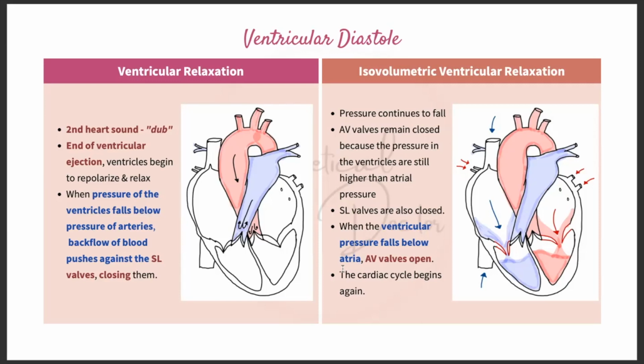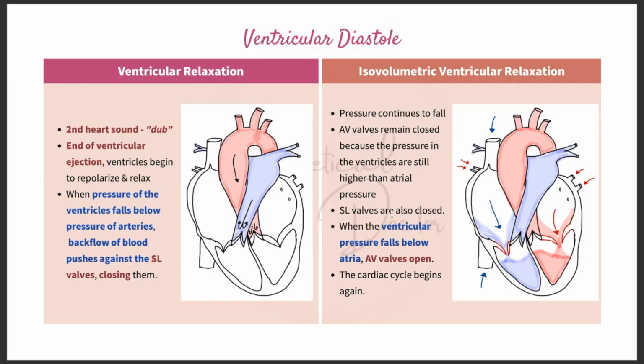In the isovolumetric ventricular relaxation phase, after the ventricles have ejected the blood, the ventricular pressure is still high, right? Eventually, the pressure in the ventricles will fall, and it will reach a point where the pressure in the ventricles falls below the pressure of the arteries. So the blood will try to flow back, and the valves are there to prevent it. When the blood tries to flow back, it pushes against the SL valve, and the SL valve closes. So that's why you hear the second heart sound.